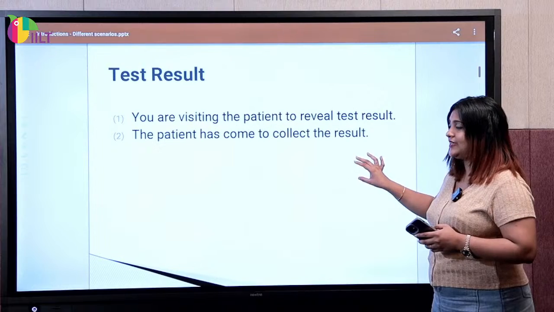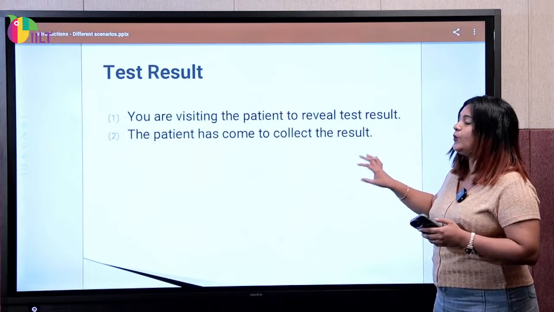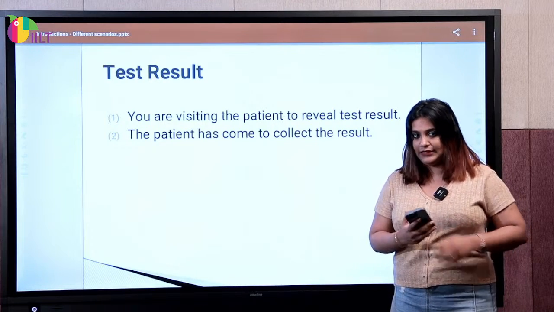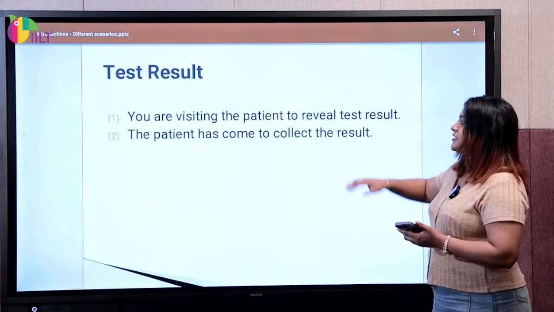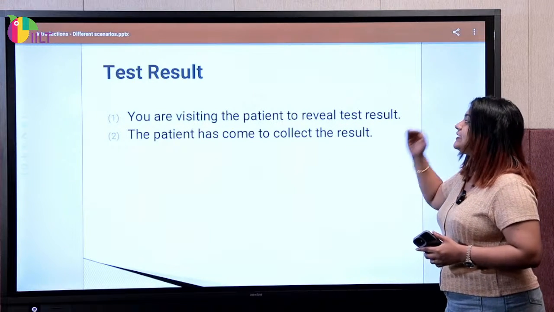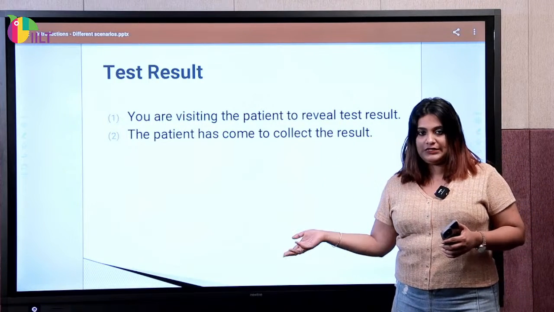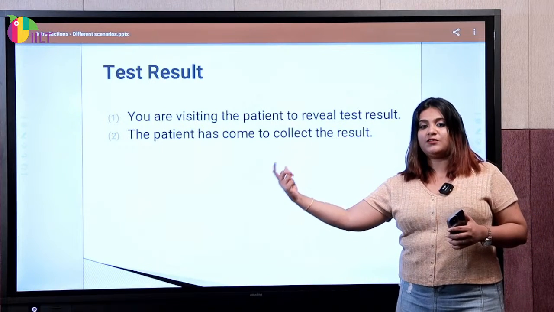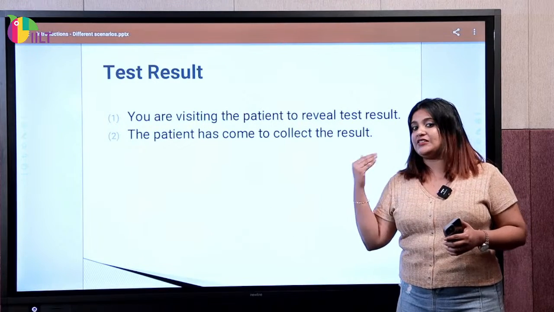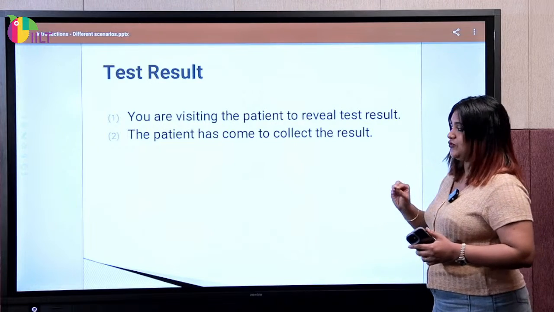Now let's move on to the next non-case setting, which is test result. When it comes to test result, you might have seen different types of test result in the background information. I am discussing two main types. The first one is you're visiting the patient to reveal the test result. Imagine the patient is in a ward and you are visiting the patient there and you say, your test is back, and you're going to explain the results. That is one type of test result.